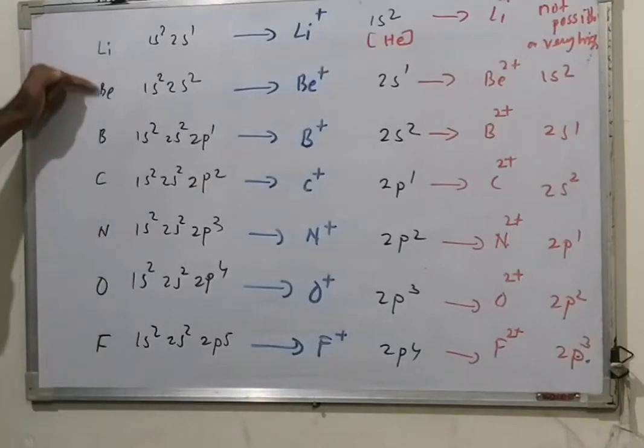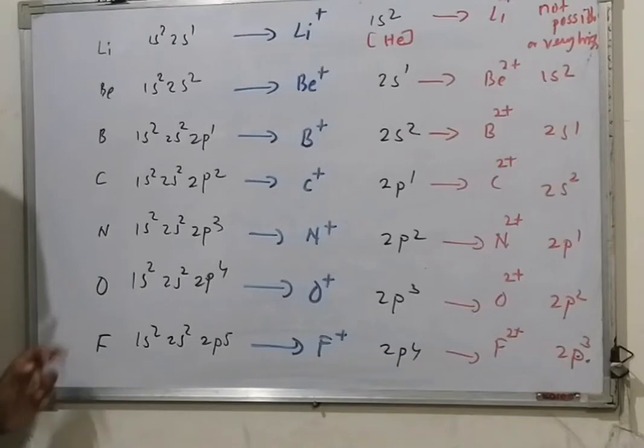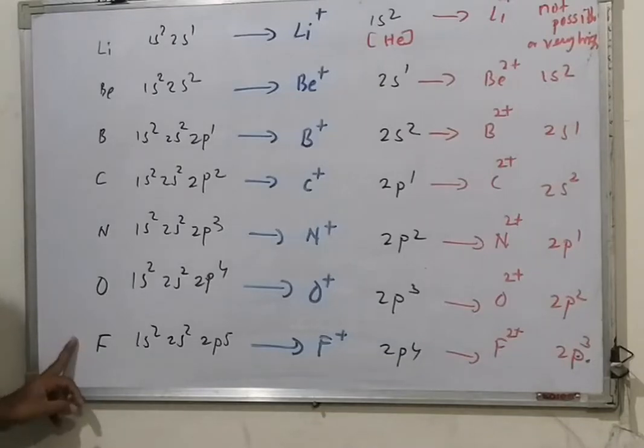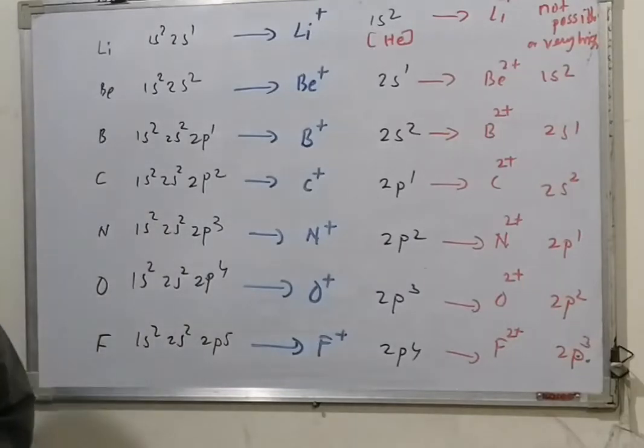This is actually along this period. You know which element has the highest first ionization energy? Fluorine. Because along the period, first ionization energy increases.